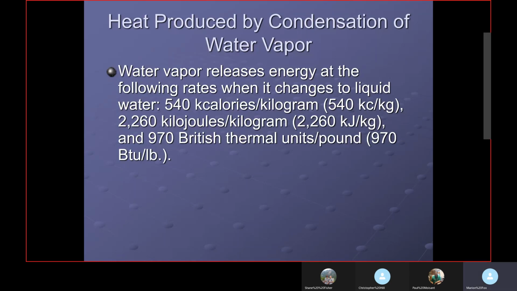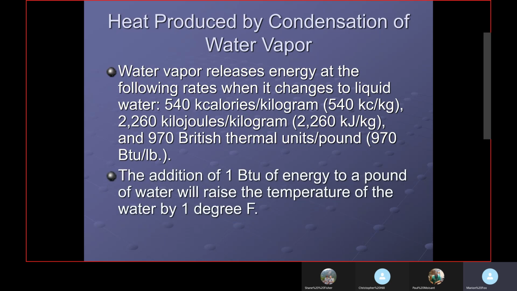All right, a British thermal unit basically is this. When you take a pound of water, one BTU will heat up a pound of water 1 degree Fahrenheit. The other systems, 540 kilocalories per kilogram, basically a kilocalorie will heat up a kilogram of water by 1 degree Celsius. Kilojoules also work that same way. So it's measuring how much you can heat the water up.